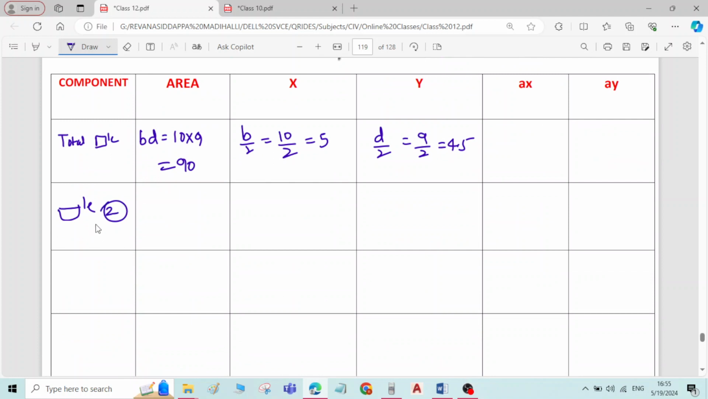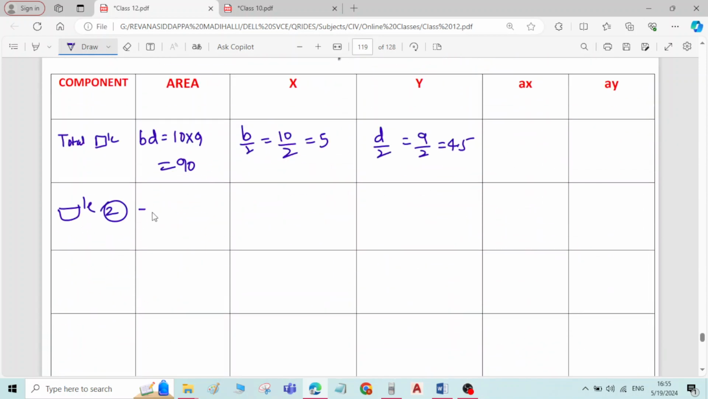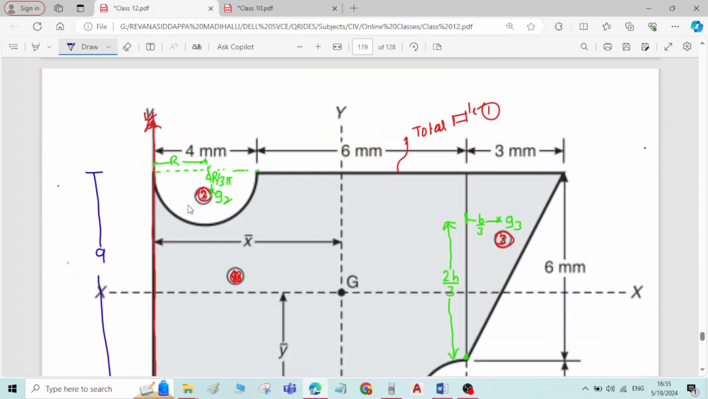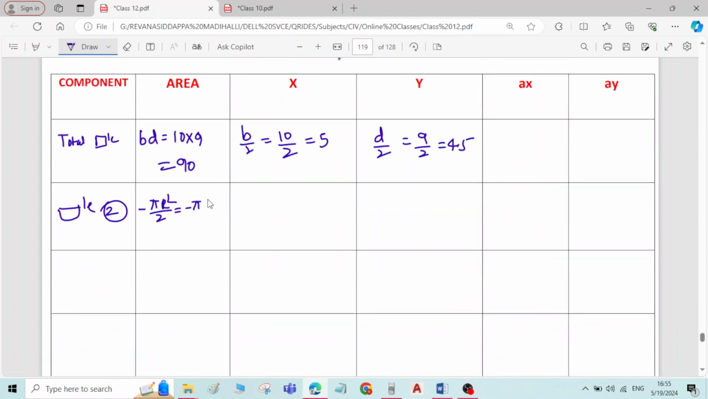Semicircle 2. So you have to take negative sign because we have to deduct the area of the semicircle because it is unshaded portion. Minus pi r square by 2, minus pi into radius of the semicircle. Diameter is given, overall diameter is 4 mm, so radius becomes 2 mm. So pi into 2 square by 2. Okay, minus 6.28.